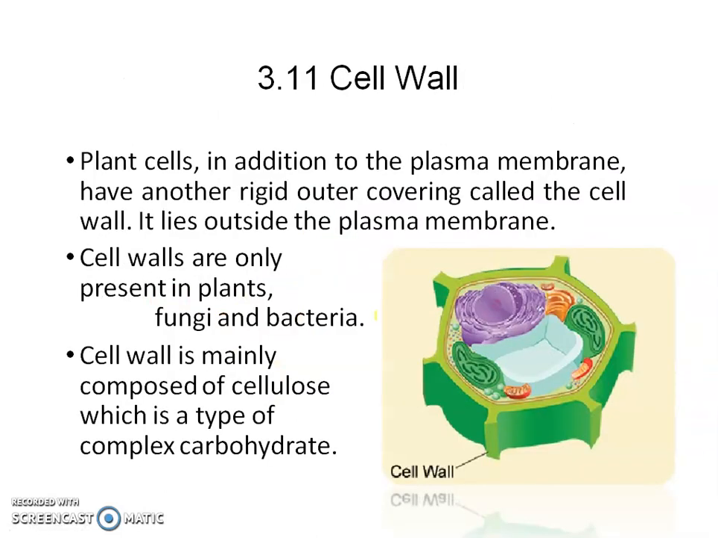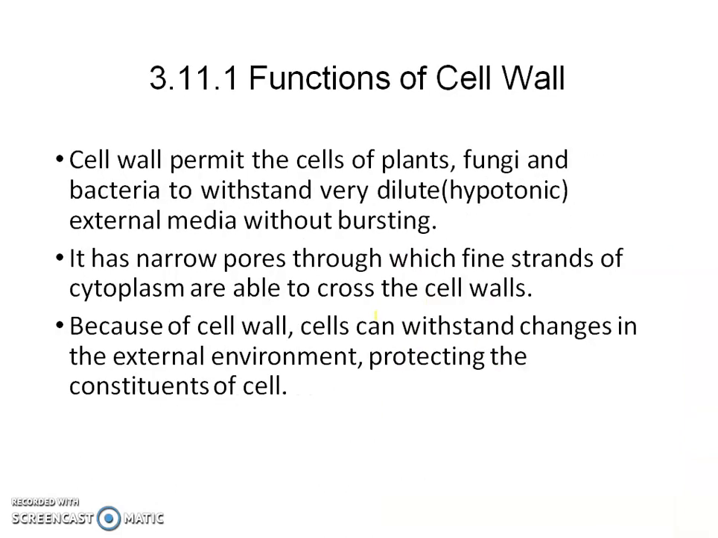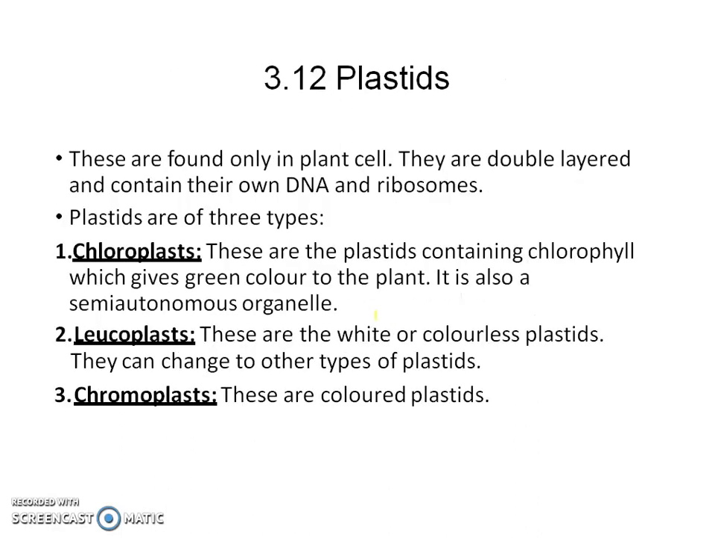Now, the cell wall. I told you about the cell wall. It is present in the plant cell. It is a rigid outer covering, and it protects the cell from bursting, from infection, etc. Then the functions of the cell wall. It permits the cells of plants, fungi and bacteria to withstand dilute external media without bursting. Secondly, it has narrow pores through which fine strands of cytoplasm are able to cross the cell wall. And because of the cell wall, the cell can withstand changes in the external environment, protecting the cell.